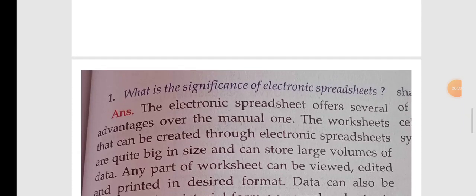In an electronic spreadsheet, we can apply different formulas, such as if you want to find out the percentage of a student, we can apply the formula of the percentage, and if you want to find out the total marks gained by a student, we can easily find it by applying a simple formula of sum. So those are the basic advantages of the electronic spreadsheet.